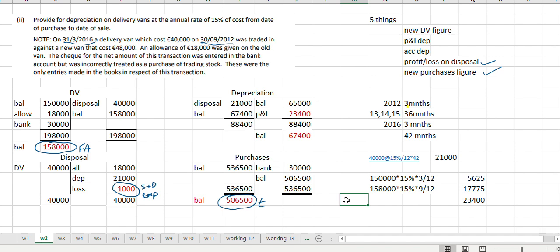So the 23,400 is my S&D expense, and my 67,400 goes into my fixed assets. That is accumulated depreciation. And when we look at the marking scheme, we'll see. So we have our 5 figures right there. Okay, lots of marks there.